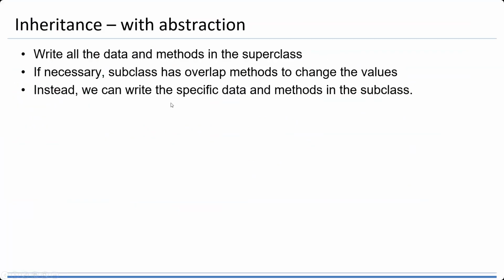Yeah, so the first one, we write all the data and methods in the super class. If necessary, the subclass has overlap methods to change the values. The subclass means the student: we have the undergraduate, we have the graduate, and we have the exchange. For the subclass, which is the undergraduate, we can have the overlap methods to change the value.